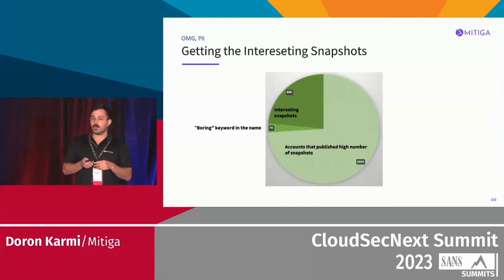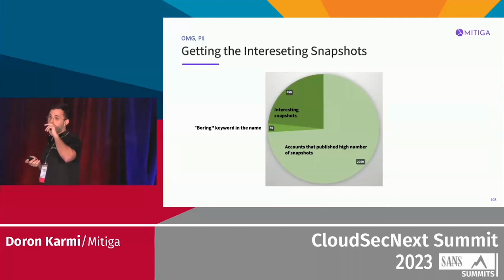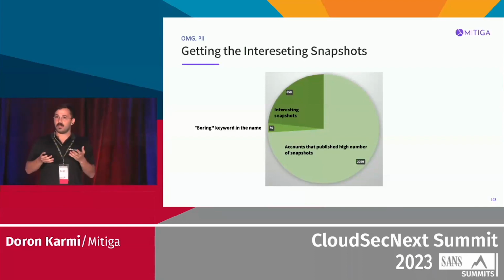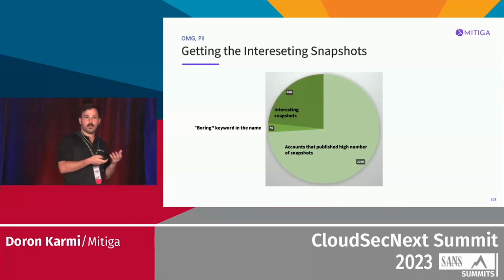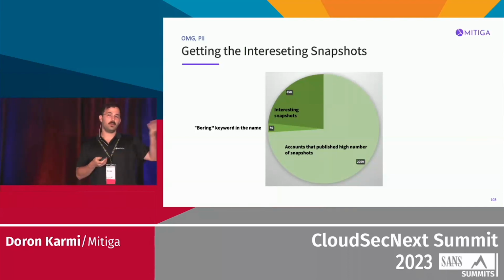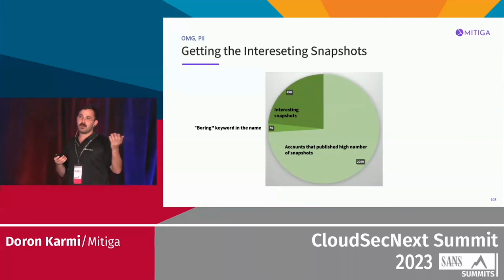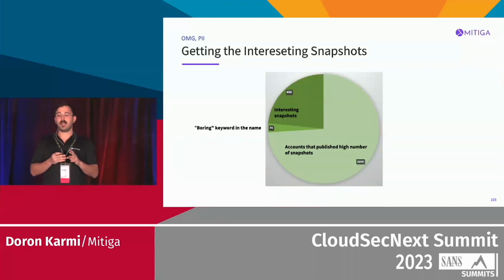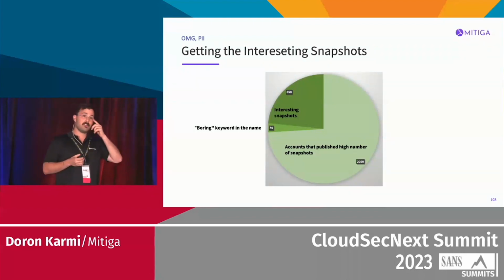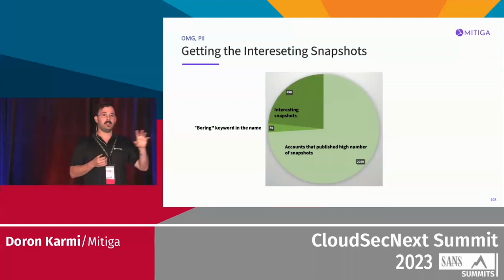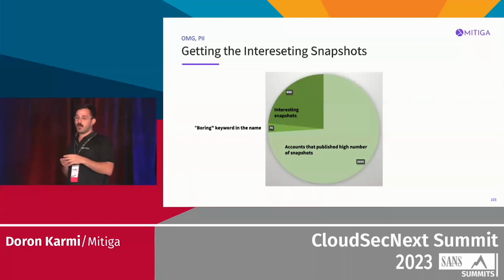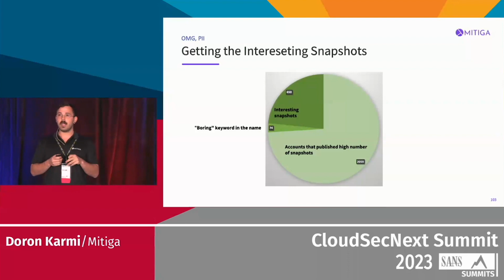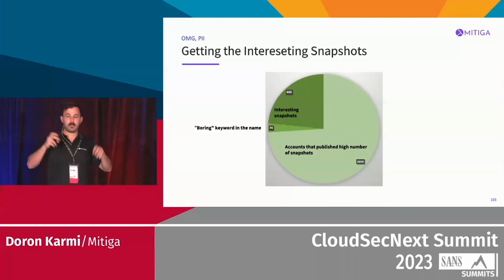So what we did in order to get the interesting snapshots. We have 2,783 snapshots. That's quite a lot. We want to reduce them so we can focus on the ones that are interesting and give you the information about this dating app. First of all, we filtered out all the accounts that published more than 5 snapshots over these 30 days of research. We found out that there were quite a lot. We found 2,059 snapshots that were published by those spammer accounts.